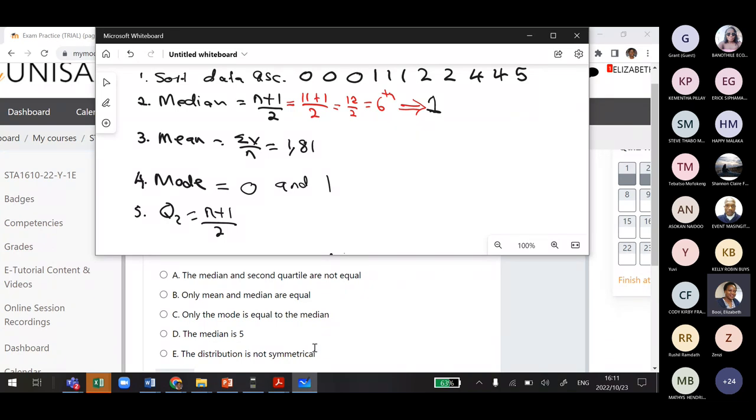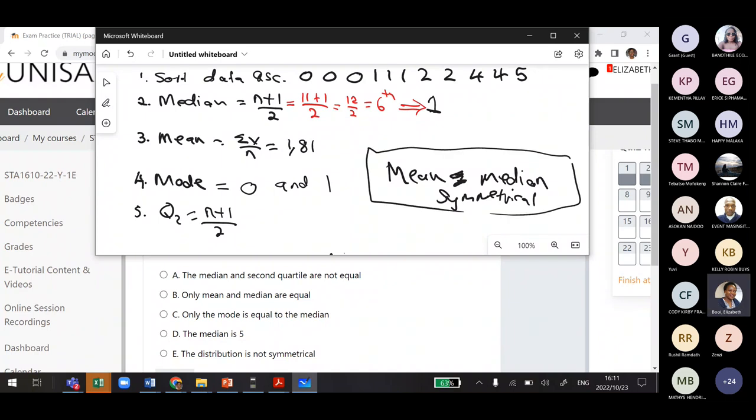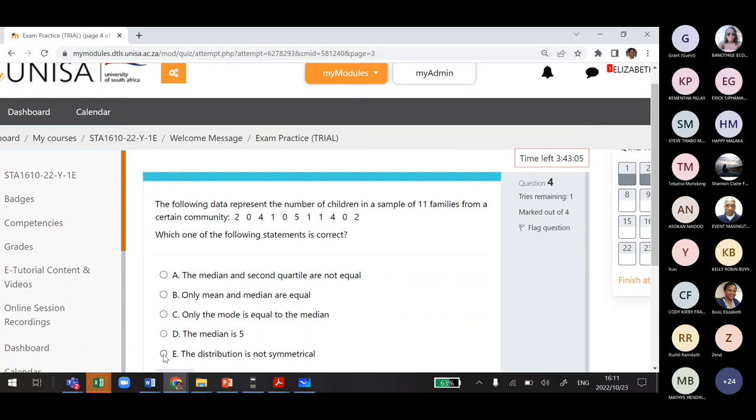And the distribution is symmetrical. So we can check. It is not symmetrical. So is the mean equal to the median? No. If they are equal, it will be symmetrical, right? So are they equal? No, they are not. So our correct answer on this one is E. It's E.